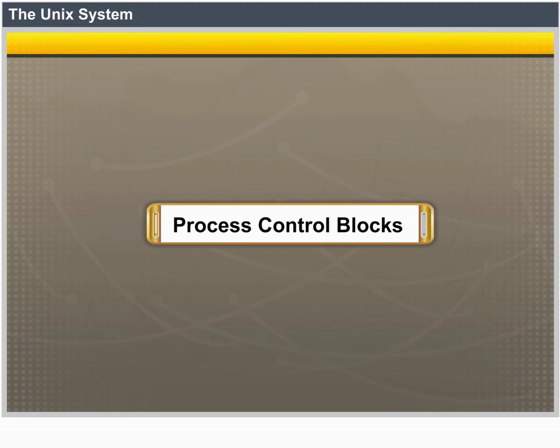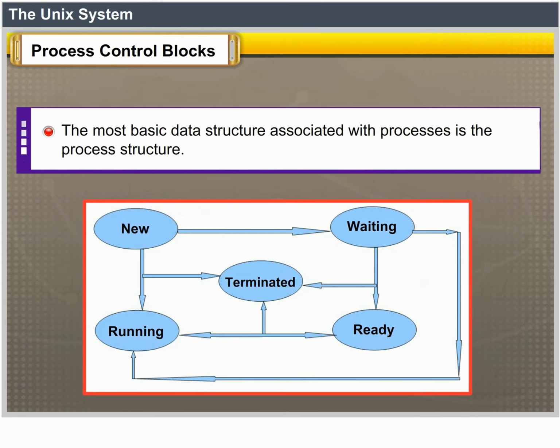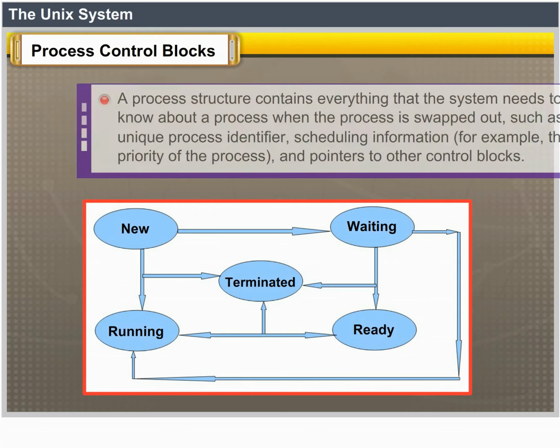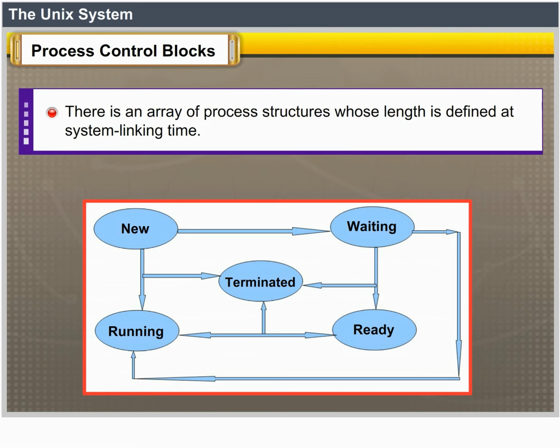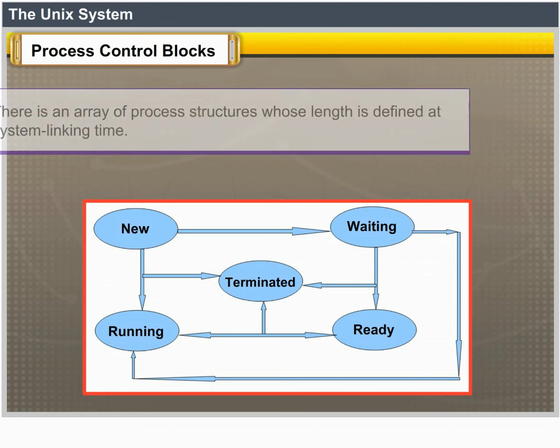Process control blocks. The most basic data structure associated with processes is the process structure. A process structure contains everything that the system needs to know about a process when the process is swapped out, such as its unique process identifier, scheduling information, for example, the priority of the process, and pointers to other control blocks. There is an array of process structures whose length is defined at system linking time.